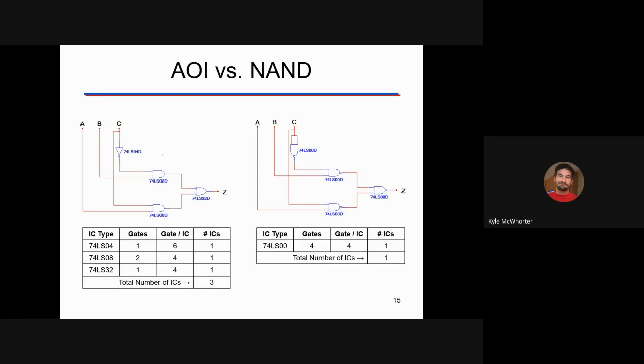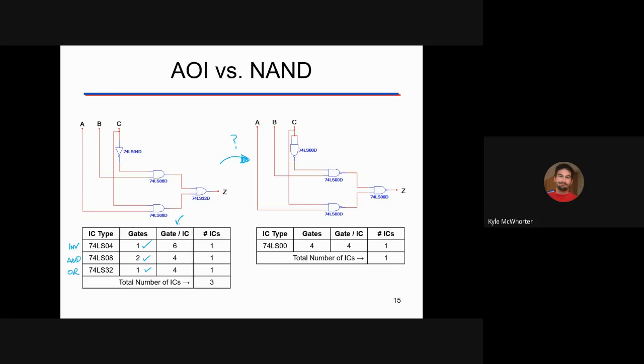So let's look at the comparison then. Why would we want to do this? Why would we want to change from AOI logic into NAND only logic? Well, if we look at it, the little charts down here give you this information. This is the inverter. This is the AND gate. This is the OR gate. So we need one inverter. We need 2 AND gates, and we need 1 OR gate.